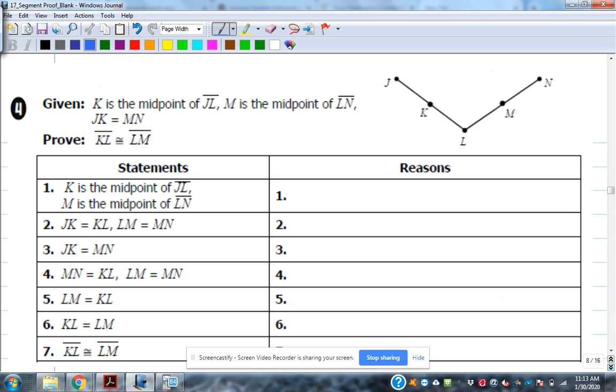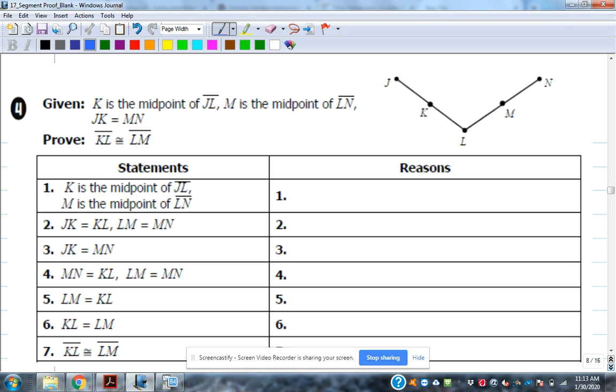A different looking picture here. It says K is the midpoint of JL and M is the midpoint of LN. And they also say that JK is equal to MN. So here's an example of that, Ryan: the given statement has some objects in it, and it's also got some measurements in it. So that could change things a little bit. It's got a lot of information, though.